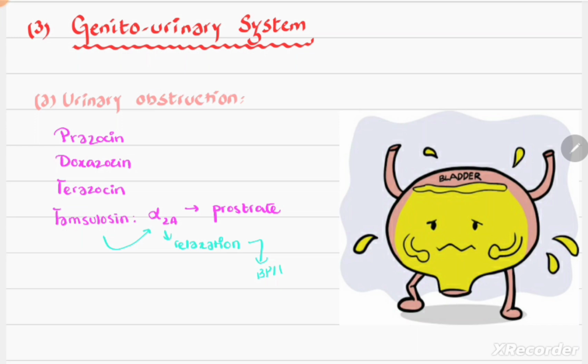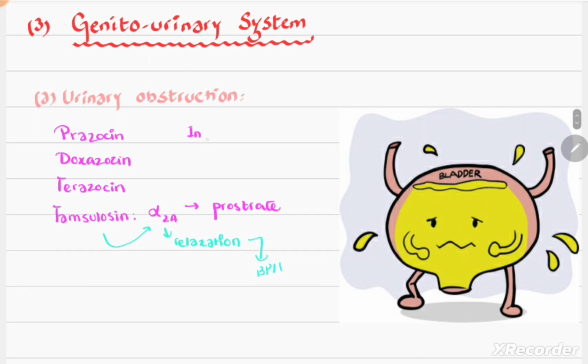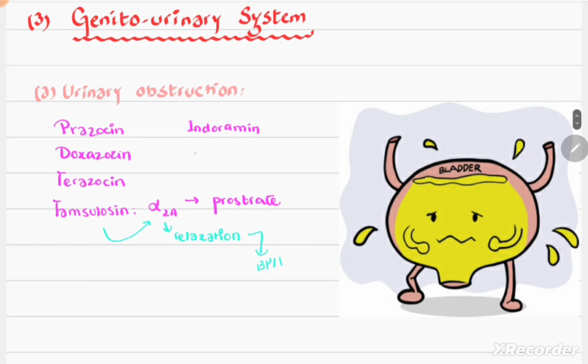There are a few other drugs which are not very commonly used, but we should know the names of these drugs and what they do. There is a drug called indoramin, and there is a drug called urapidil. Both these drugs are also used in the setting of benign prostatic hyperplasia. We have already discussed the prazosin class, and for tamsulosin we need to remember that it is a 1A selective drug. It has a greater affinity for 1A. It has a half-life of around 9 to 15 hours.